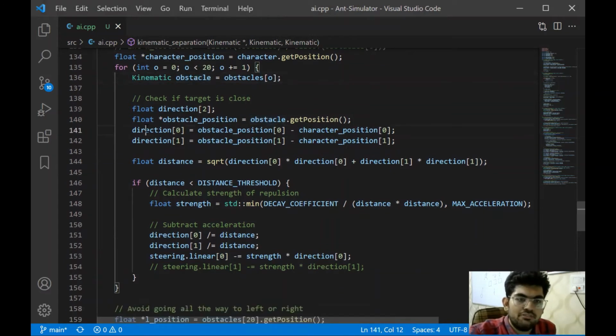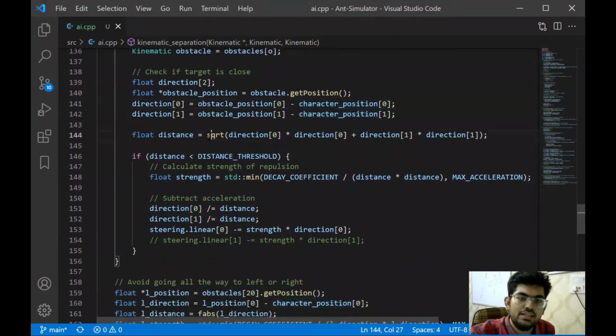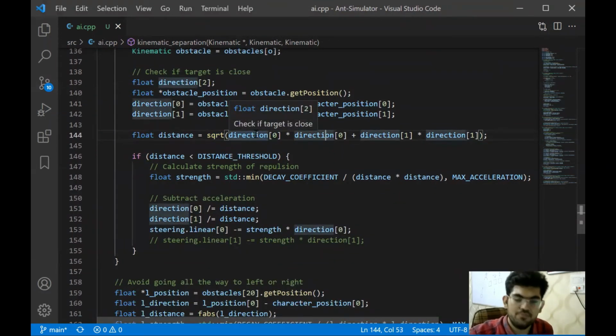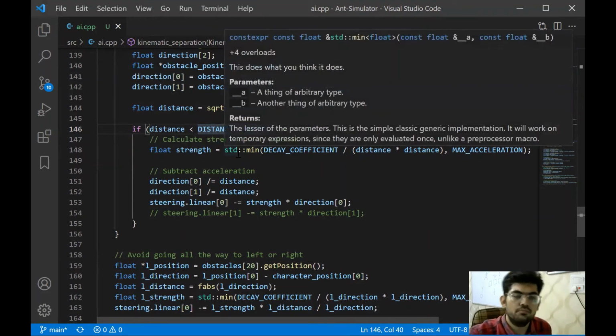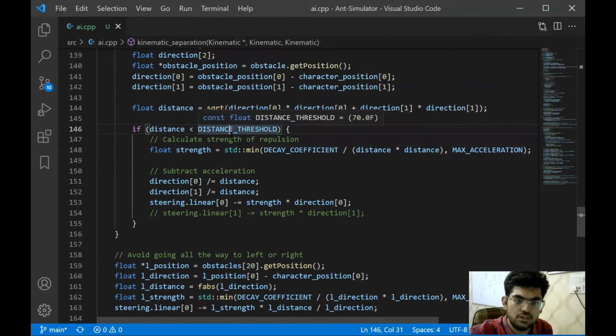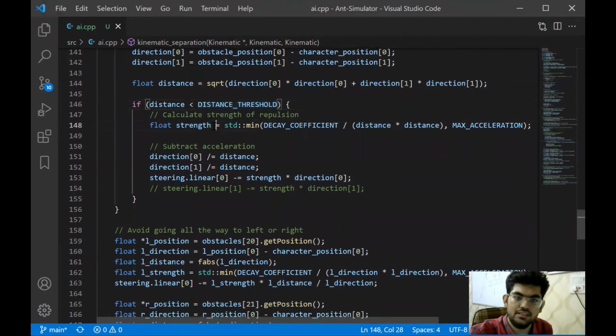Then we can see over here that we're calculating the distance from the obstacle to the character, as simple as that. And then calculating the Euclidean distance between them, by calculating the magnitude, right? If the distance is less than some distance threshold, the radius of influence as we discussed, then we can calculate. Otherwise, if an obstacle is outside this distance threshold, then it is left out. But if it is inside the distance threshold, then we calculate the strength. This is the magnitude of the vector that we discussed.